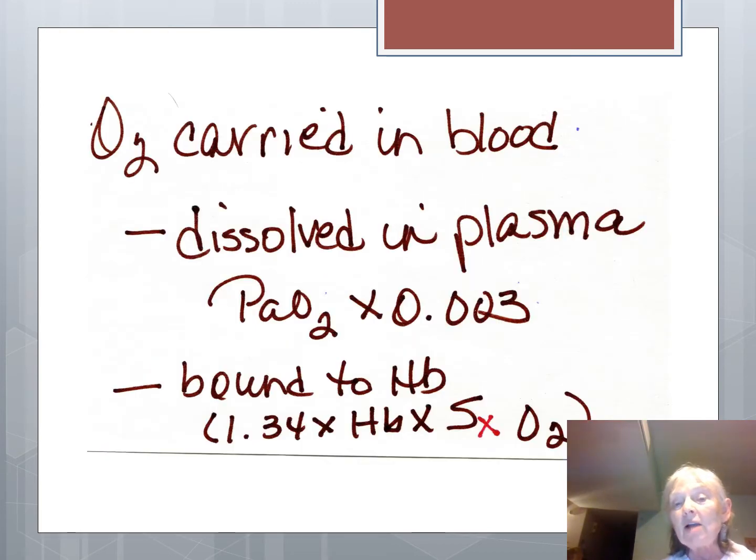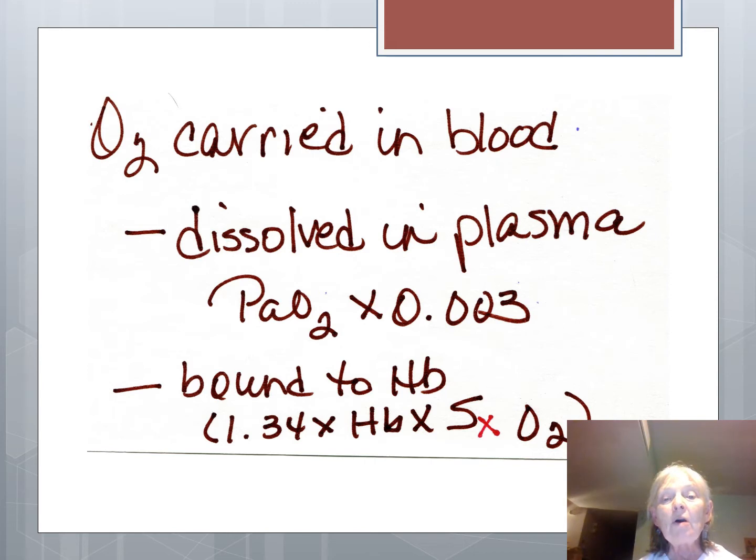So remember, oxygen is carried in the blood either dissolved in plasma, and that's your PaO2 times 0.003. Remember, PaO2 is a minor player in this, because it doesn't really make that much difference or that much change in what's happening. But we still need to know it, because it also sometimes affects how much oxygen we can bind to hemoglobin, okay?